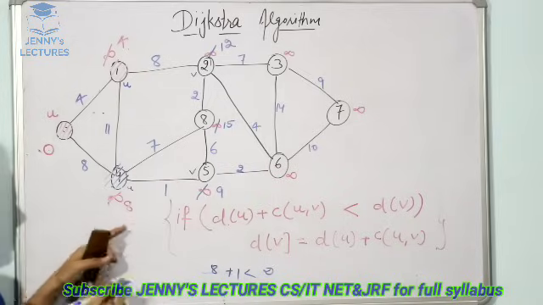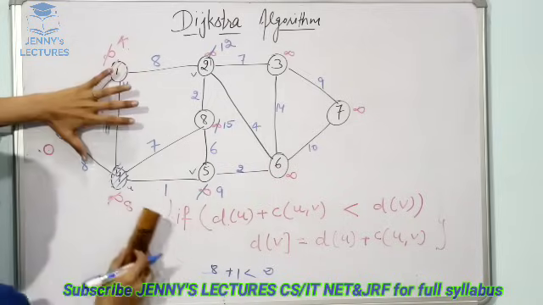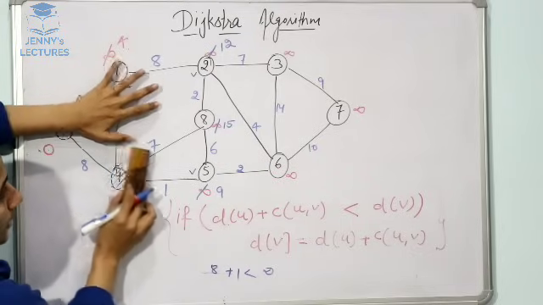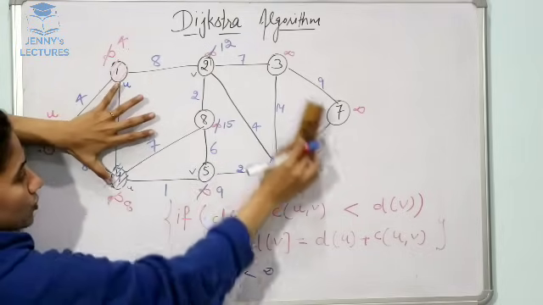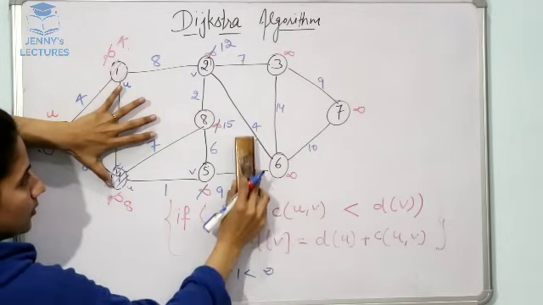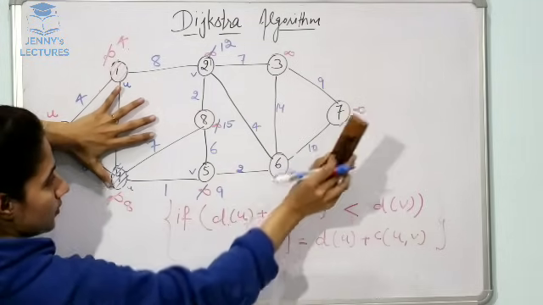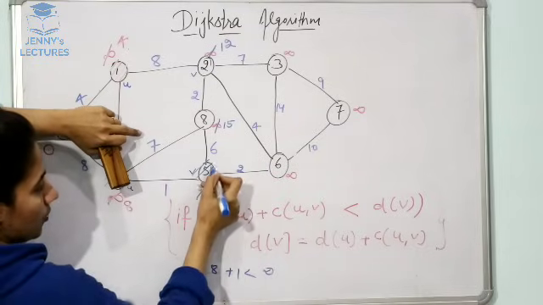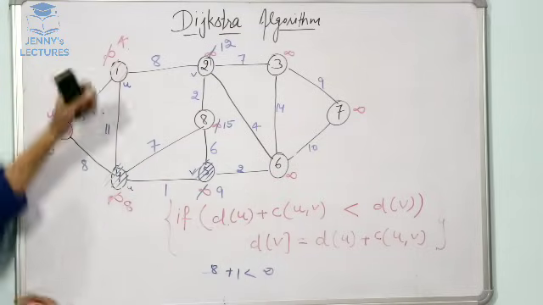Okay, now we have already updated. Now this one is selected, this one and this one. Now leave these nodes, and out of the remaining nodes, which node has the shortest distance? 9, 15, 12, infinity, infinity, infinity. 9 is the shortest one, so we will select this 9. Now 5 is the selected vertex.